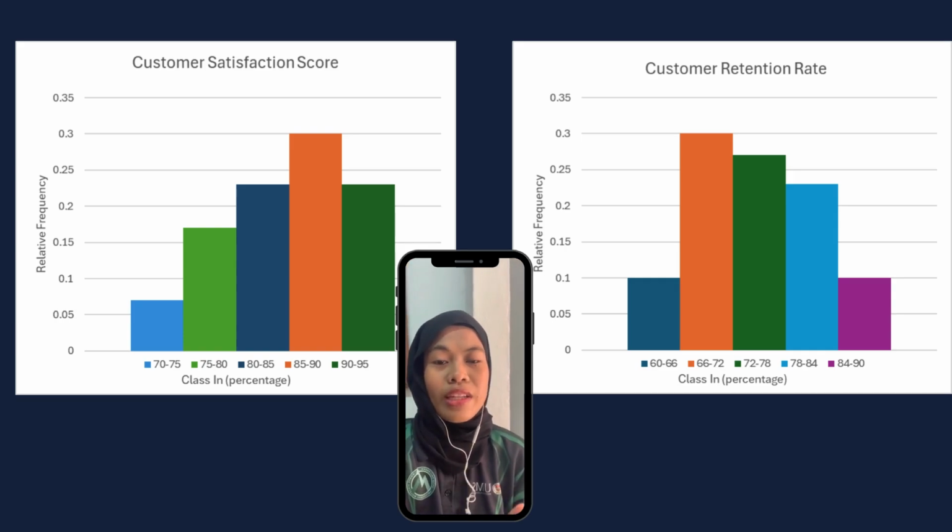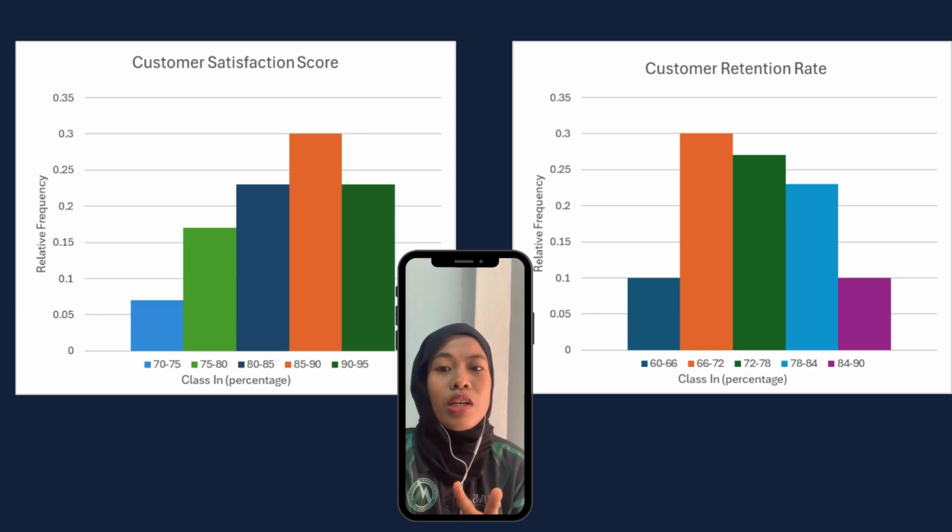So now, as we can see here, there are two histogram graphs. The first one shows how often customer satisfaction scores fall between 70 and 75. The second one shows how often retention rates fall between 60 and 90. Each bar represents relative frequency, that is the number of responses in a range divided by the total of 30.